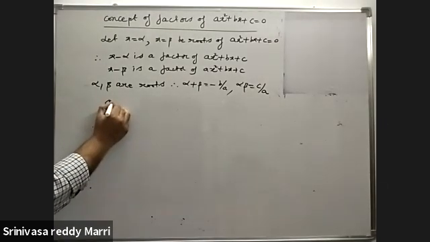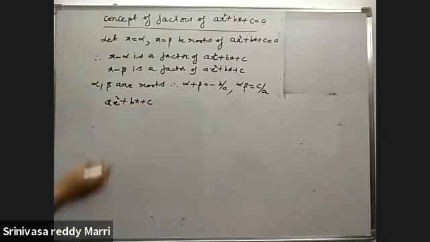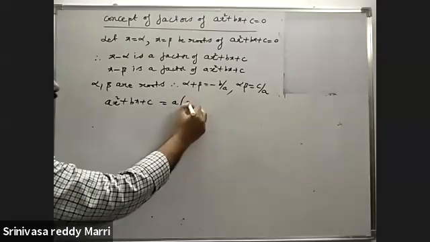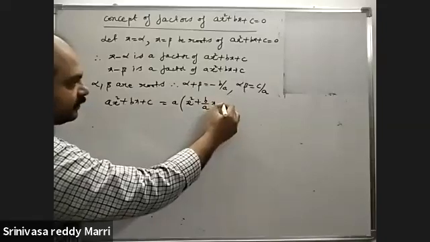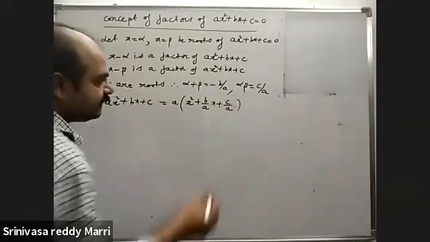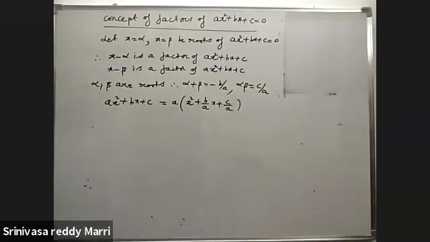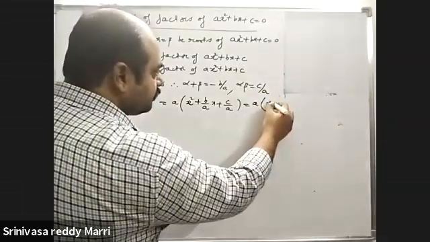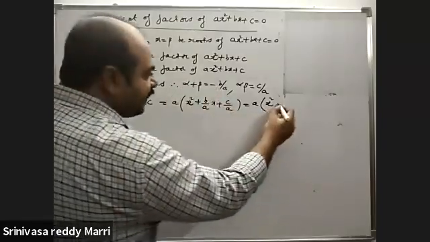Now I am taking the expression. I have to prove that the two factors are x minus alpha and x minus beta. In this, I am taking a common: a into x square plus b by a into x plus c by a. I have taken a common, that's why divided by a. Now b by a is nothing but minus of alpha plus beta.